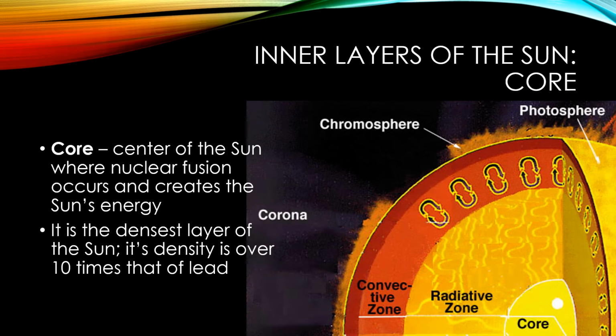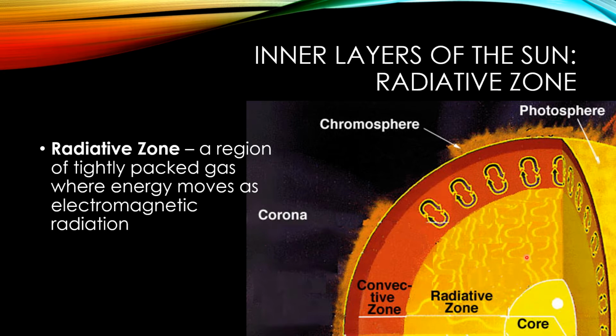So when we look at the inner layers of the sun, just like everything else, it has a core at the very center. This is where our nuclear fusion occurs and creates the sun's energy. It's the densest layer of the sun. Its density is over 10 times that of lead. Next layer out is our radiative zone. This is a region of tightly packed gas where energy moves as electromagnetic radiation. It's moving as radiation, so we call it the radiative zone.